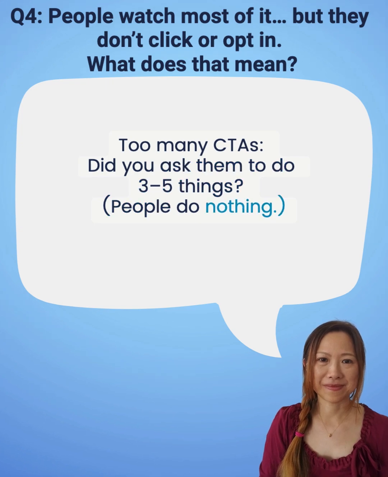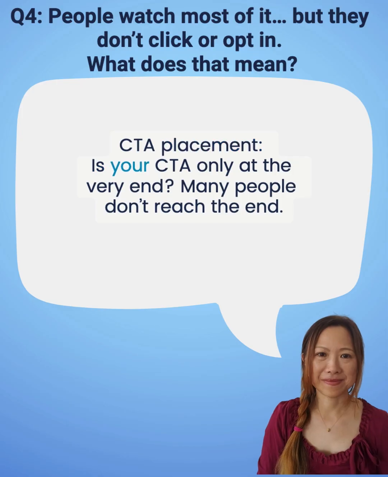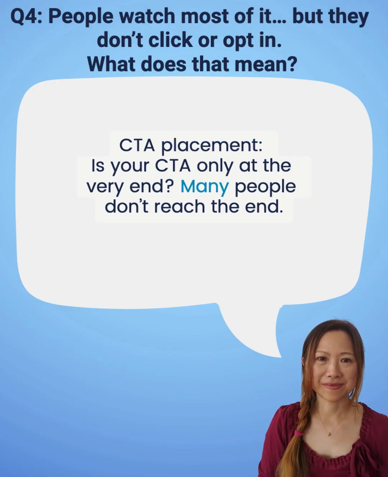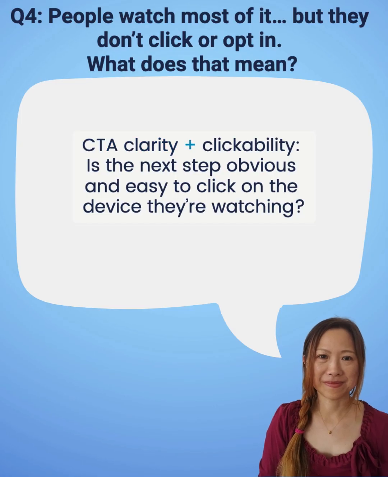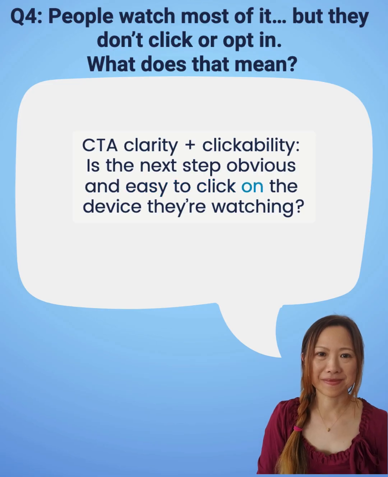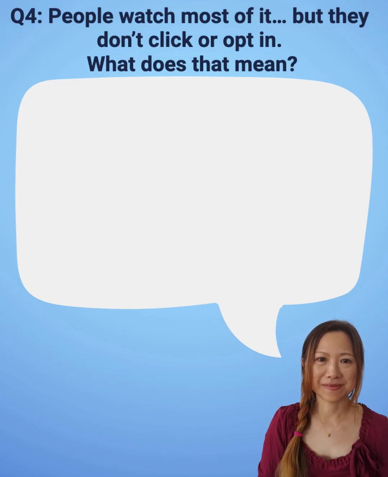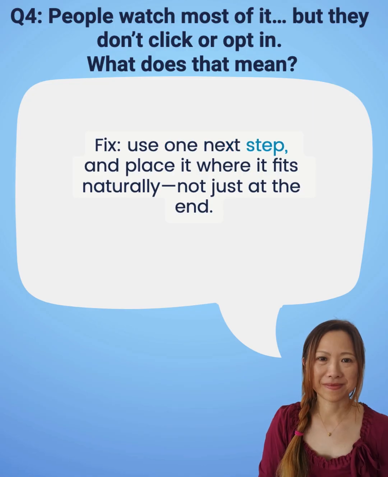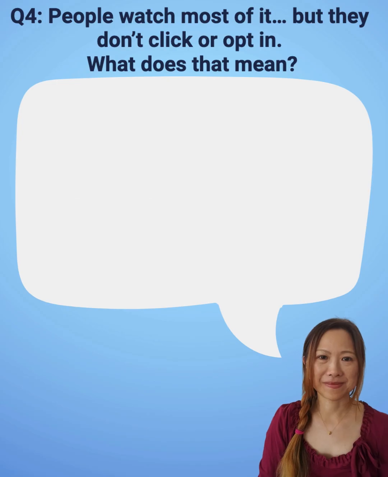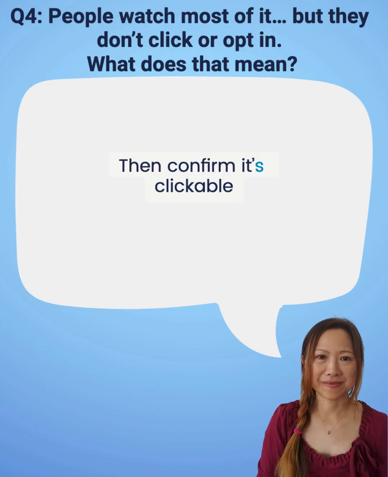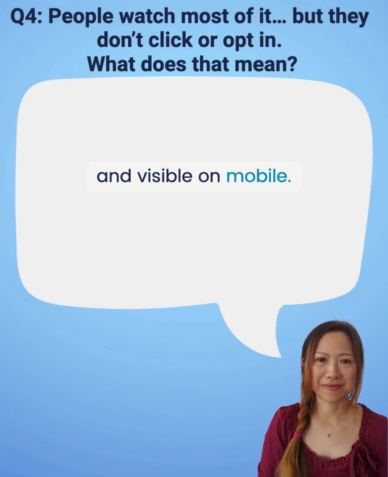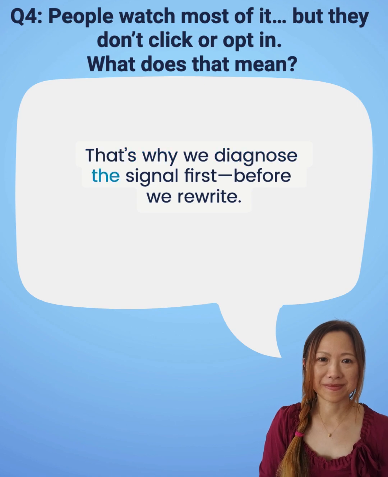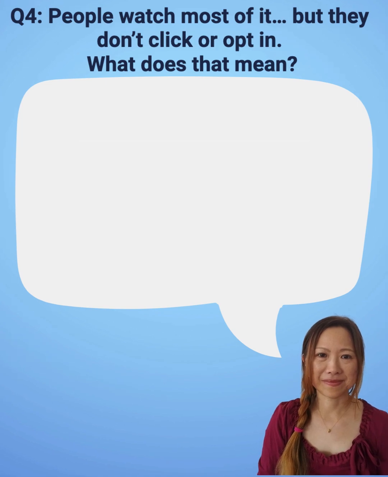People do nothing. CTA placement. Is your CTA only at the very end? Many people don't reach the end. CTA clarity, plus clickability. Is the next step obvious and easy to click on the device they're watching? Fix. Use one next step and place it where it fits naturally, not just at the end. Then confirm it's clickable and visible on mobile. That's why we diagnose the signal first, before we rewrite.